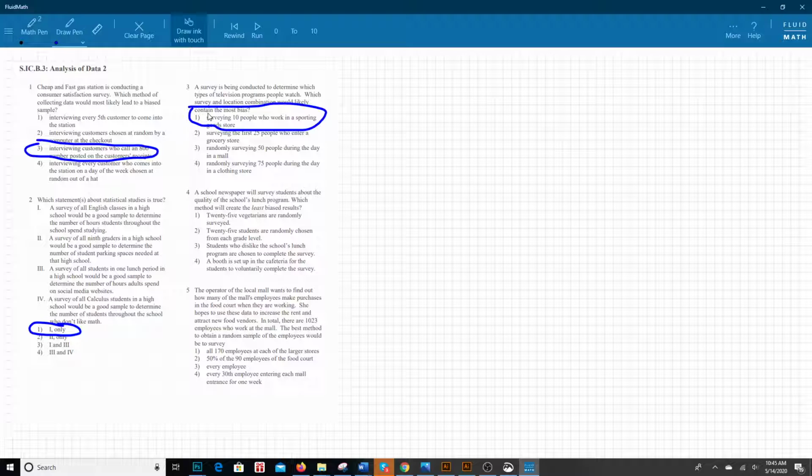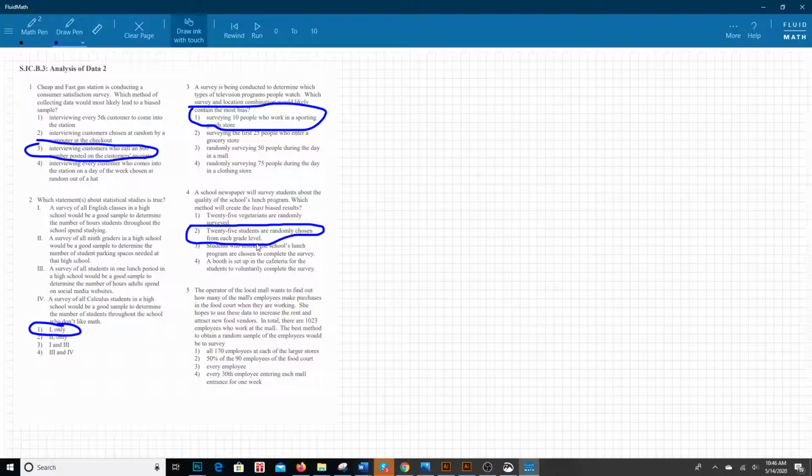Which one is least likely biased? Obviously not 1 because it's vegetarians. So we're looking at 2. Random is most generally associated with least bias. Then we're on to question 5.